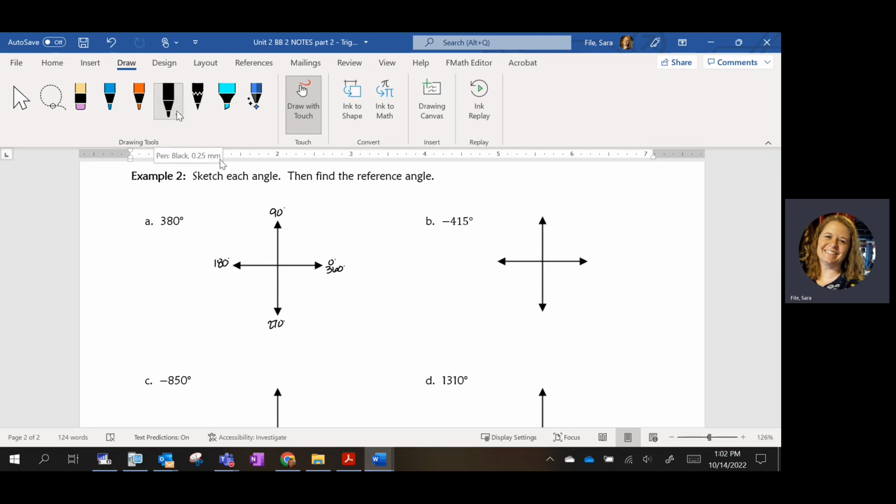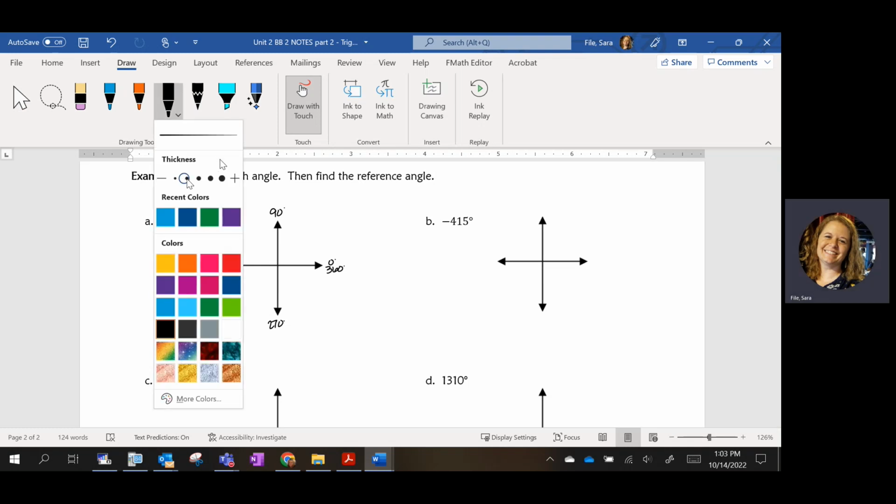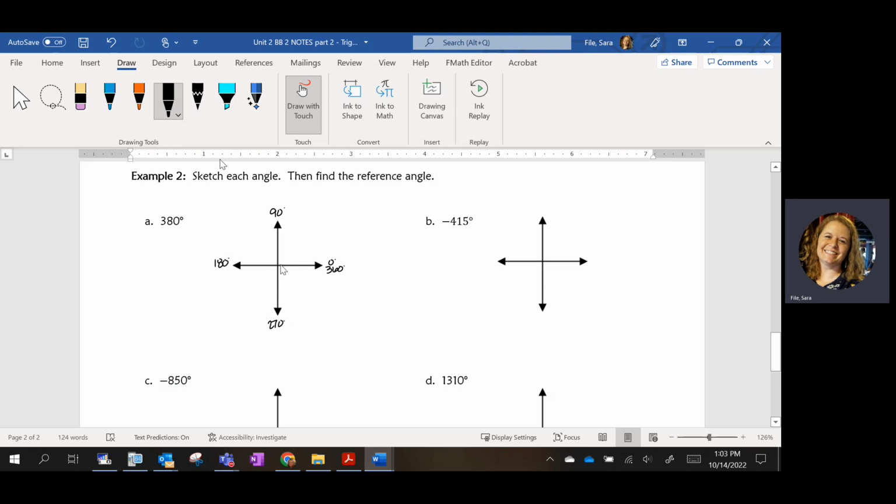Okay, so I want to know where 380 degrees would be. What quadrant would that put me in? It would be quadrant 1, because if I rotate all the way around 360, I still have to go how much more to get to 380? So it's going to be approximately here, and I would draw the arrow showing that I spiraled around and came back to it. So I went more than one full rotation. So that's my 380 degree angle.